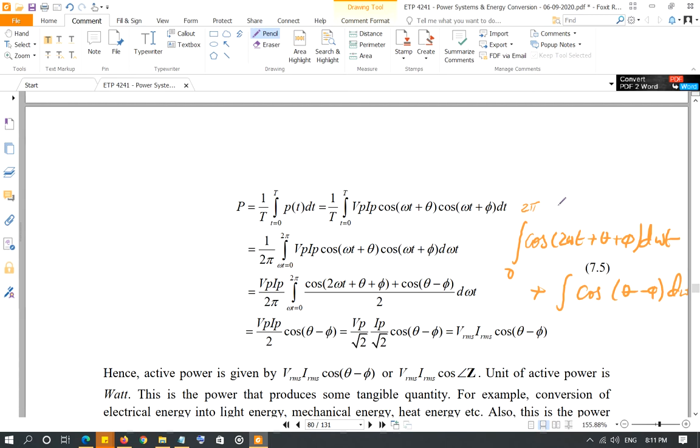This function over one cycle will have basically two cycles over one time period, because the frequency is double the amount of the original frequency, right? So in one time period, periodically, this is going to change 2 times.